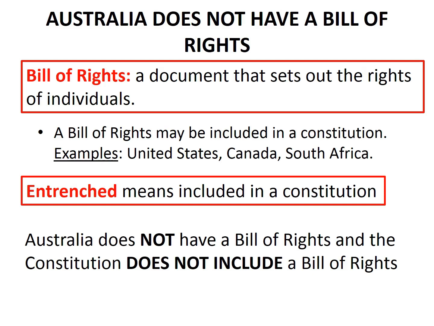Now, there are many other countries besides the United States that have bills of rights that are included in their constitutions. Examples include Canada and South Africa. However, Australia does not have a Bill of Rights, and our Constitution does not include a Bill of Rights. Nonetheless, our Constitution does include some rights which we call express rights. As we'll see, these are not rights that are given to individuals, but instead are restrictions on Parliament in the exercise of its lawmaking powers. Let's now look at these rights.